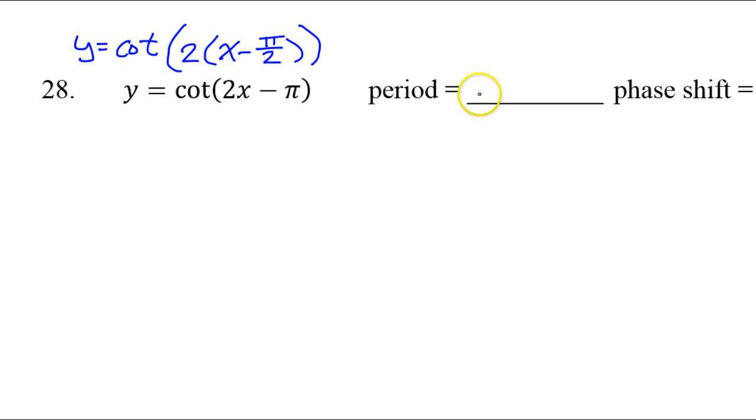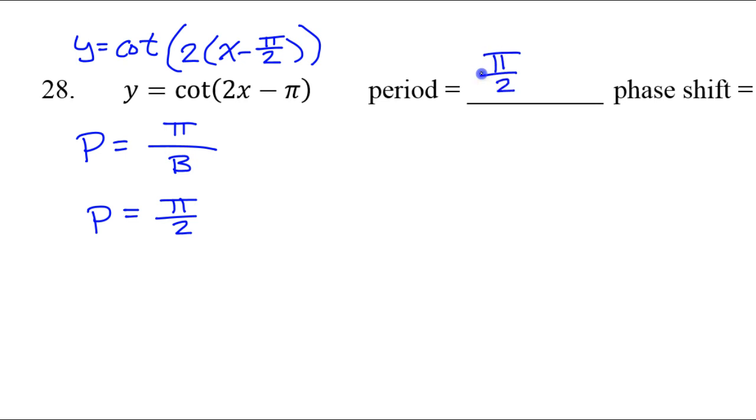Now let's talk about the period. The period is always the natural period divided by the b value. For tangent and cotangent, we have learned that the normal period is pi. So since the b value is 2, then that means the period for this problem is going to be pi over 2. Okay, so the period is pi over 2.